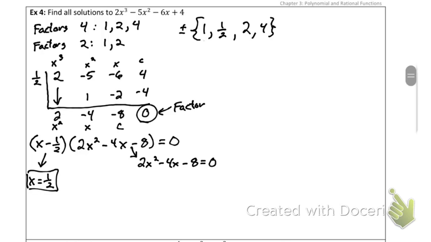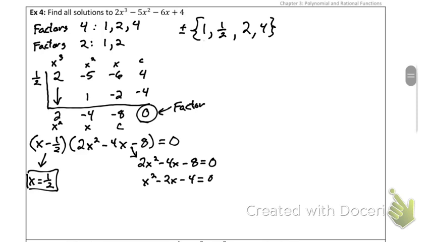Be smart and divide both sides by 2. It's not going to change the world, but it can make things a little easier. So if I divide everything by 2, I'm going to have x squared minus 2x minus 4 equals 0. This isn't factorable. It looks like it, but it's not quite, because 1 and 4, 2 and 2 don't add up to -2. So we're going to have to either complete the square or use the quadratic formula.